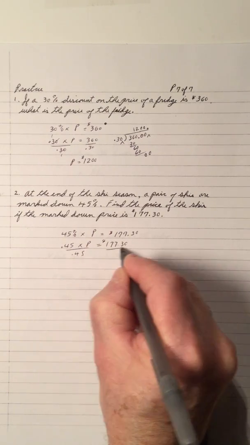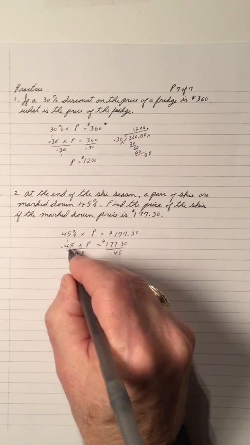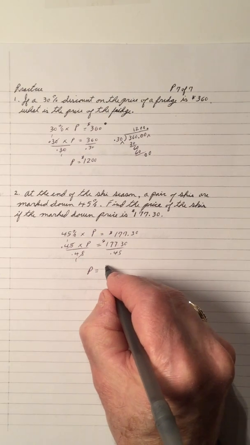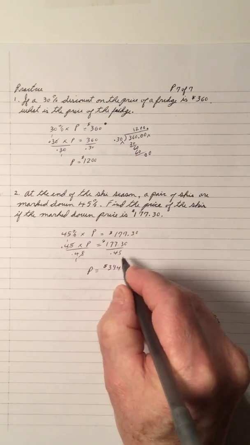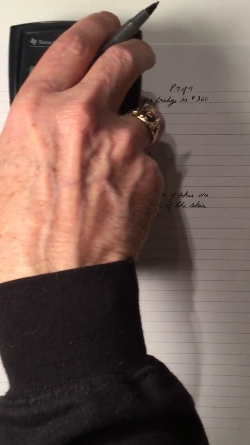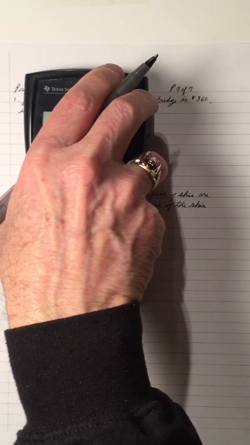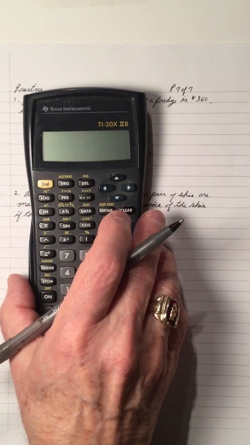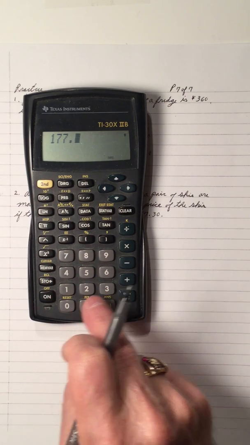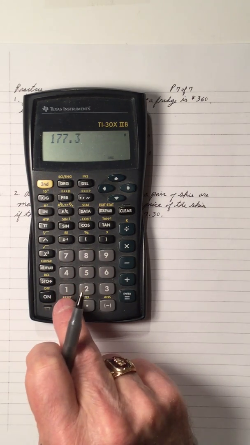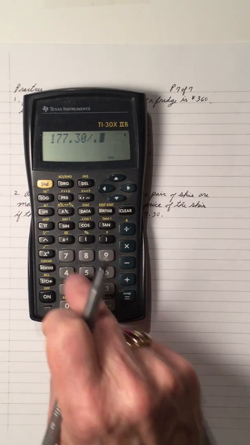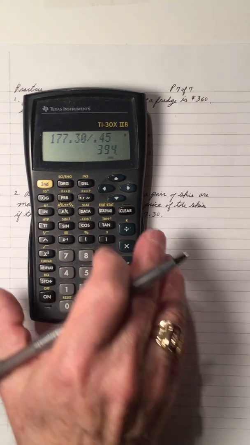Divide by decimal 0.45, and they cancel, 1, 1. P is, when I divide this out with a calculator, $394. I could divide it with a pencil, but just to save time, use your calculator. Let's turn on my calculator here. 177.30 divided by decimal 0.45, right? I get 394.